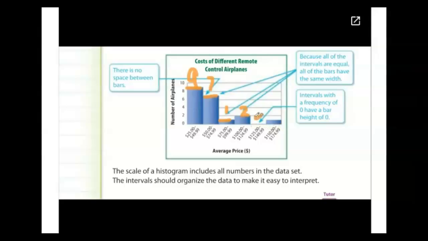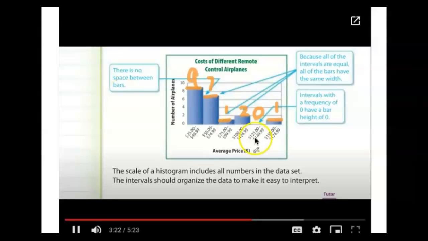There are 0 planes that cost between $125 and $149.99. And there is 1 plane that costs between $150 and $174.99. So you can see the kind of information this gives us.